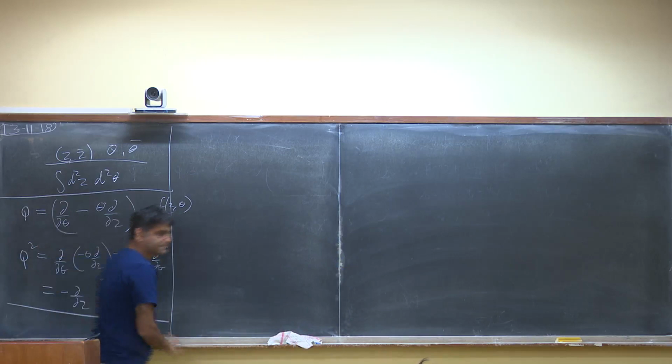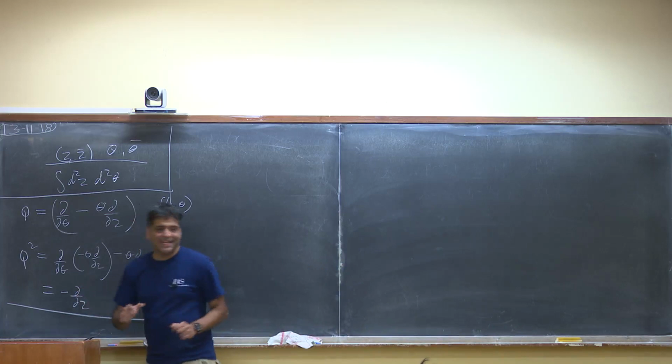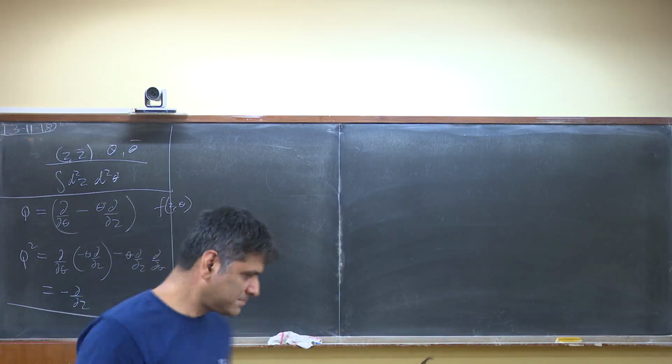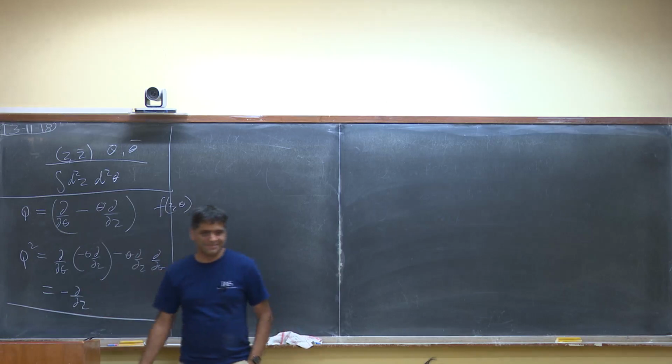Now, this del by del z is the generator of momentum. It's the thing that was L minus 1. It's the generator of momentum.